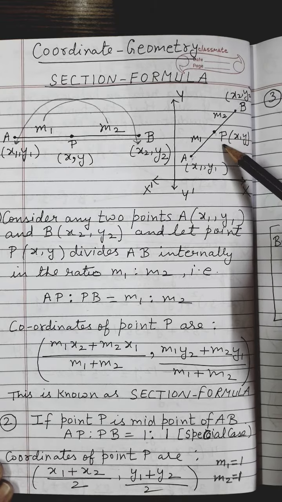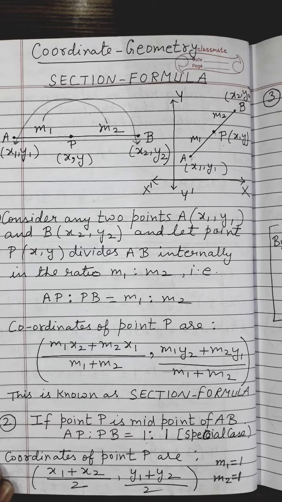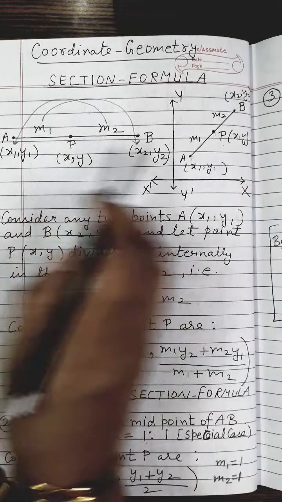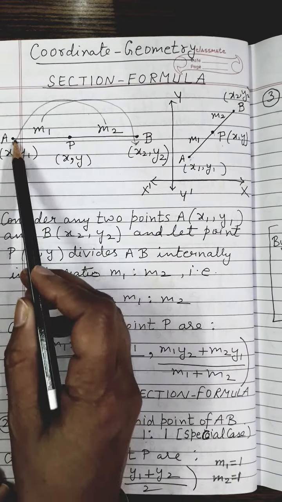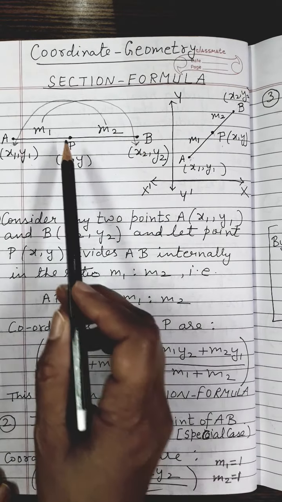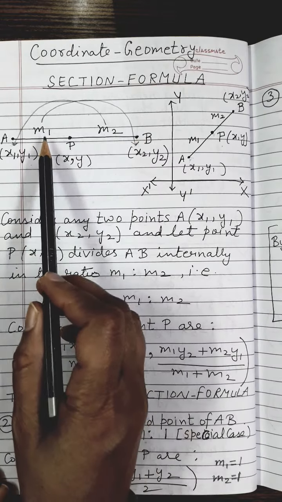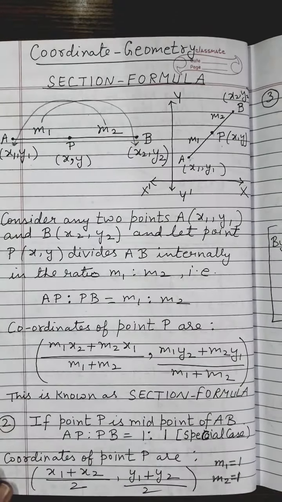The coordinates of point P are given by the section formula. So let us try to find out the coordinates of point P. This line AB, I can also consider it outside this Cartesian plane. So I have drawn it again. So this is line AB, coordinates of A, x1 comma y1, coordinates of B, x2 comma y2. The point P is dividing the line AB internally in the ratio m1 is to m2.